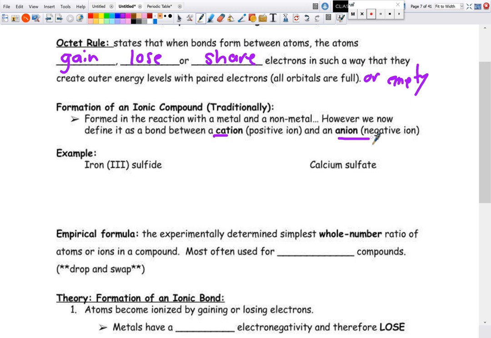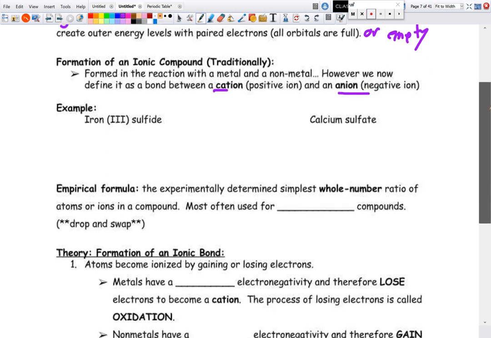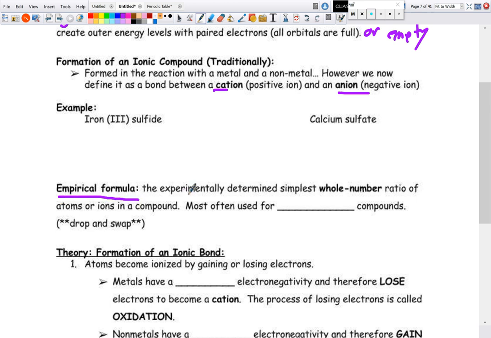Now, how we showed the formation of ionic compounds in the past, we used the drop and swap, and that gave us our empirical formula: the experimentally determined simplest whole number ratios of atoms or ions in a compound. This is why we used a drop and swap, and why we had to use lowest common denominators too if we had something like calcium sulfate, which we'll get to. Empirical formulas are mostly used for ionic compounds.